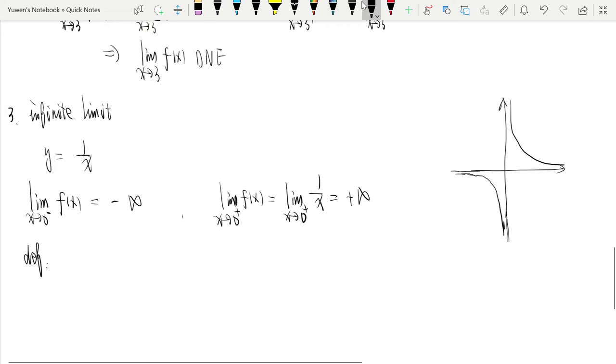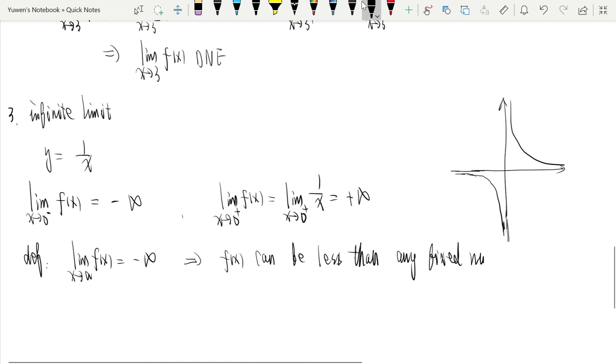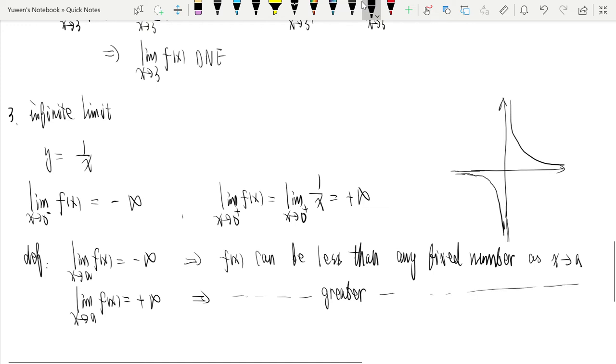The definition is: when x tends to a, f(x) equals negative infinity means f(x) can be less than any given number, or any fixed number, as x tends to a. And the definition for x tends to a, f(x) equals positive infinity means f(x) can be greater than any fixed number as x tends to a.